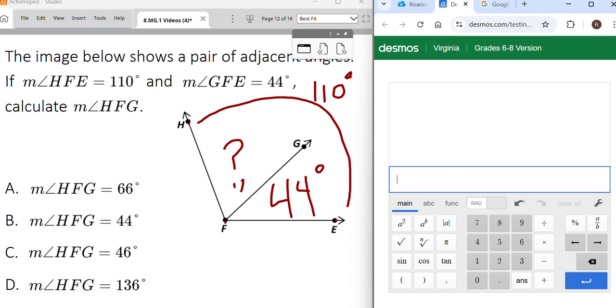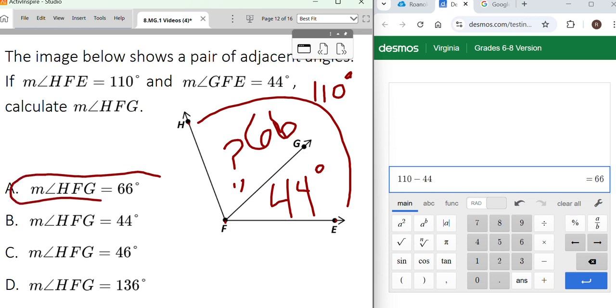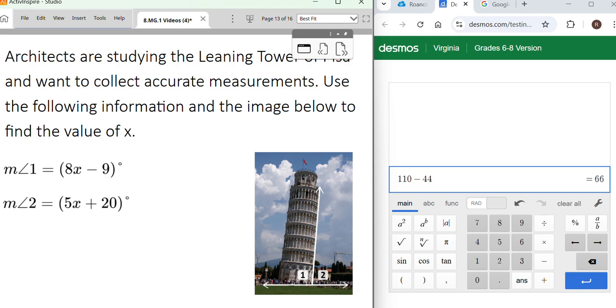So go to your calculator. First thing you do is type in the whole number, which is 110. That's the entire angle. And you subtract the one piece we know, which is 44. That leaves the other piece, angle HFG, to equal 66 degrees. So that will be the choice for this question. It would be the measure of HFG is 66 degrees.